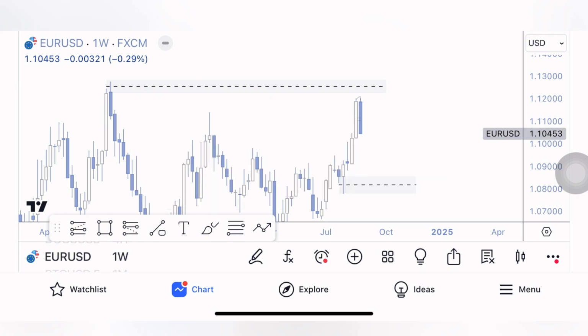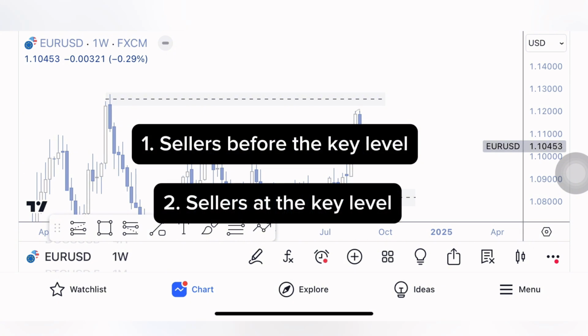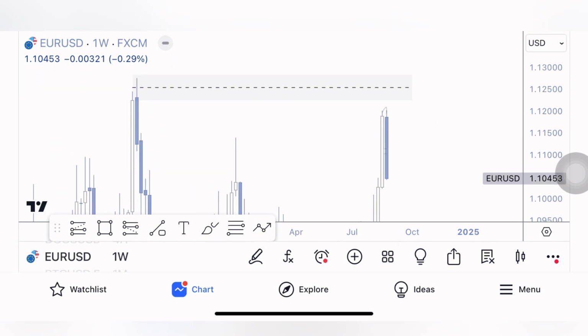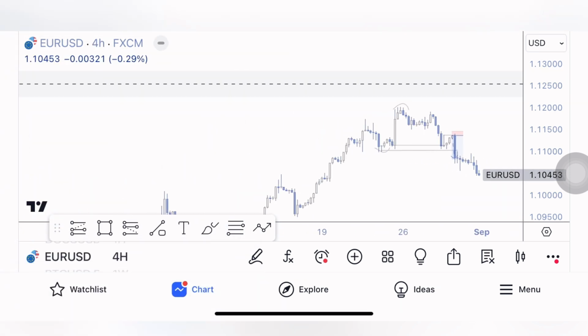That's just it. So this already paints a picture in your mind that when we are getting into a key level, we should just be looking for 2 things. Price could sell before the key level or sell when it gets to the key level, right? And that is all that will be on my mind. I won't overthink it. Now let's go.